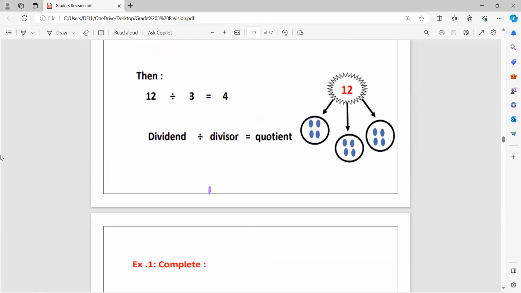Then, if I have the total number, which is 12, and I want to distribute them, distribute means division, among 3 boxes, I'm going to find that each box will carry 4 fish. The first number, the total number, is called the dividend. The number that comes after the division sign is called the divisor. And the answer in the division is called the quotient. So dividend divided by divisor equals quotient.